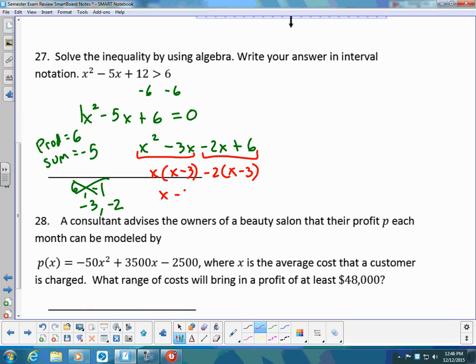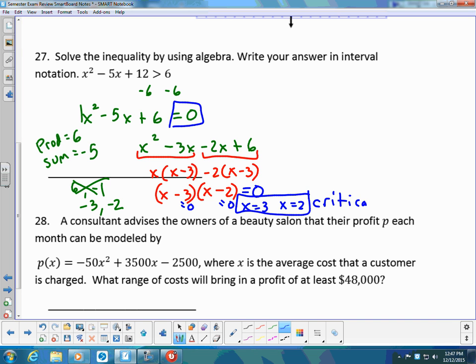And then we have x minus 3 in both places, so I'm done when I write x minus 3 times x minus 2. But remember, this was equal to 0, so I have to set this equal to 0, and I solve that by setting each factor equal to 0. So it looks like I'm getting x equals 3, and I'm getting x equals 2 as my critical numbers. And so what I'm going to do as my next step is I'm going to draw a number line, and I'm going to put those two numbers on my number line.